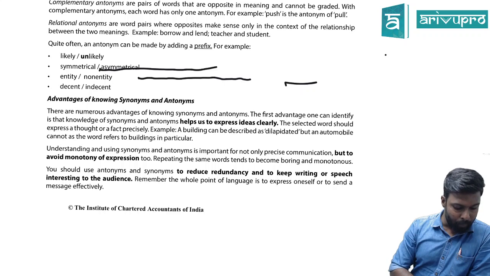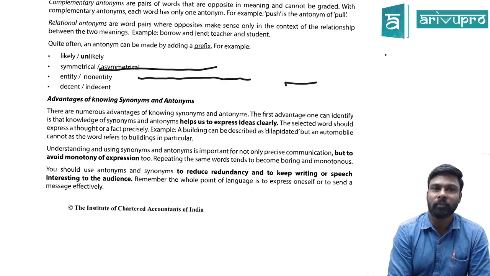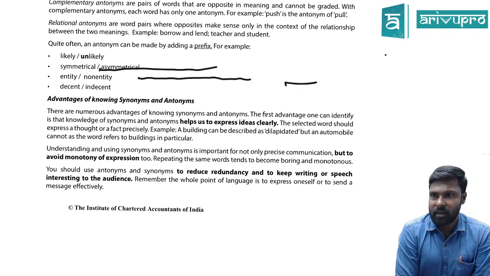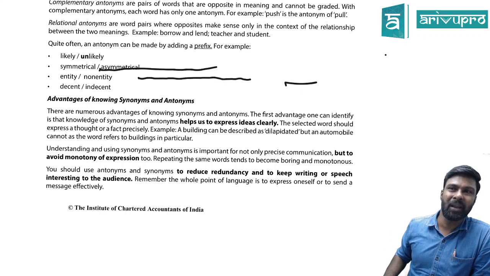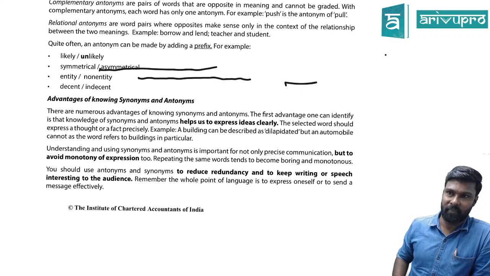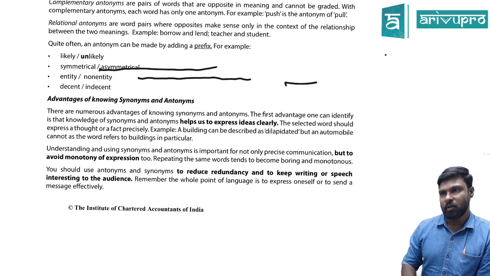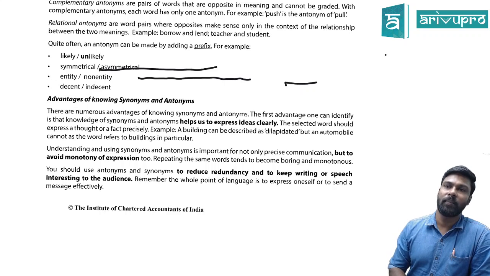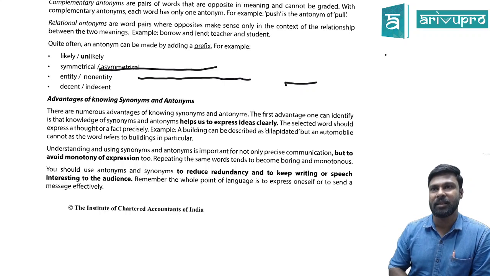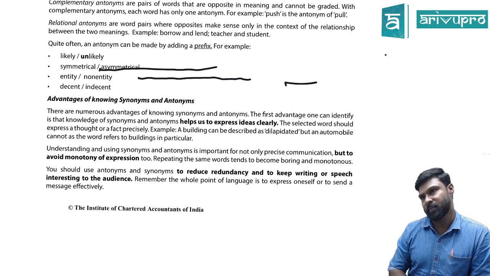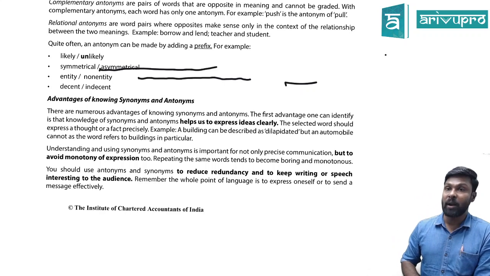understanding and using synonyms and antonyms is important not only for precise communication, but to avoid monotony of expression. Now, what do you mean by monotony of expression? Some people speak, they repeat things over and over again to such an extent that you get bored, it becomes monotonous. Monotonous meaning very dull and sober. So I have given you two synonyms for the word monotonous: dull and sober. He's always sober in class. What does it mean? He's very silent in class. He's very dull in class. He's not active in class. So these are things that you'll have to build on from the words that you have. Right? So that's the second thing that you'll have to keep in mind.